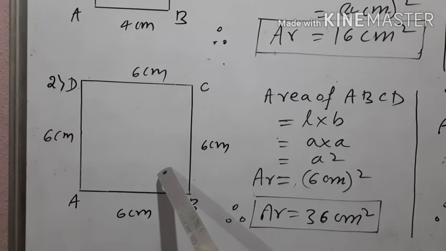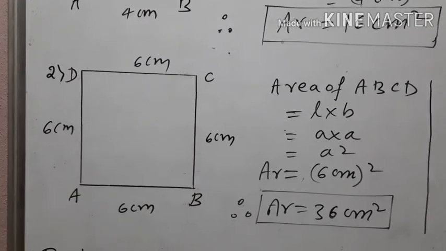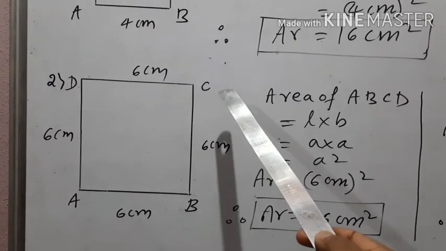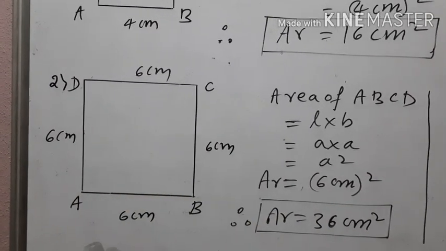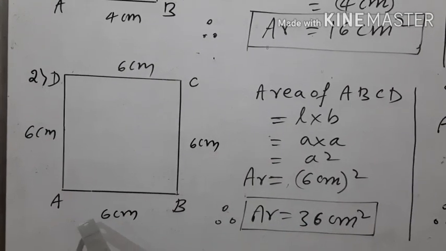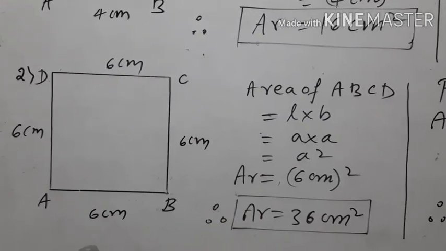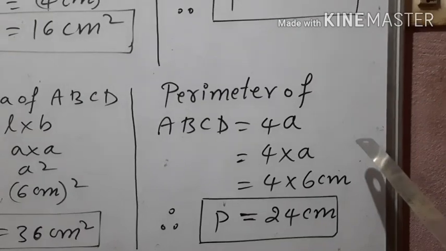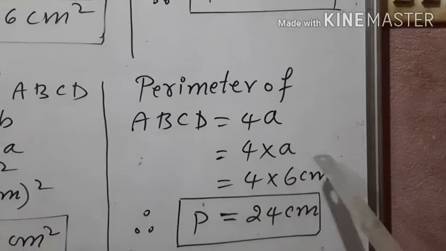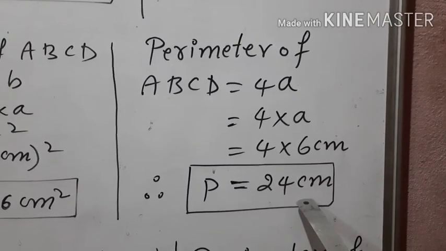Let us understand the meaning of its perimeter. Perimeter means one full round length of this square, or AB plus BC plus CD plus DA makes its perimeter. Here all four sides are equal, therefore it is A plus A plus A plus A, which becomes 4A. Therefore, the perimeter of this square is 4A. I can write it as 4 into A. This is 4 into 6. 4 6s are 24 centimeter.